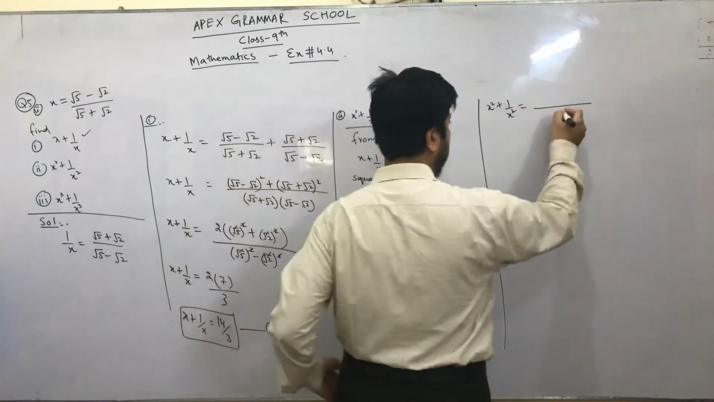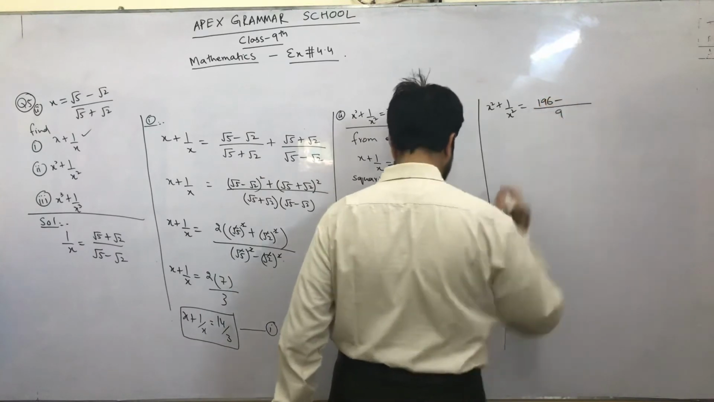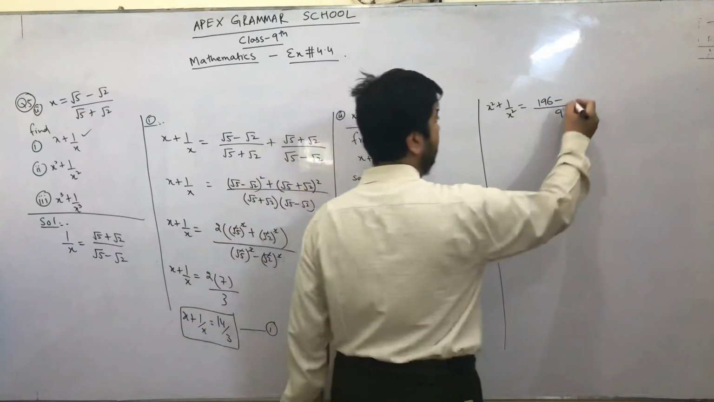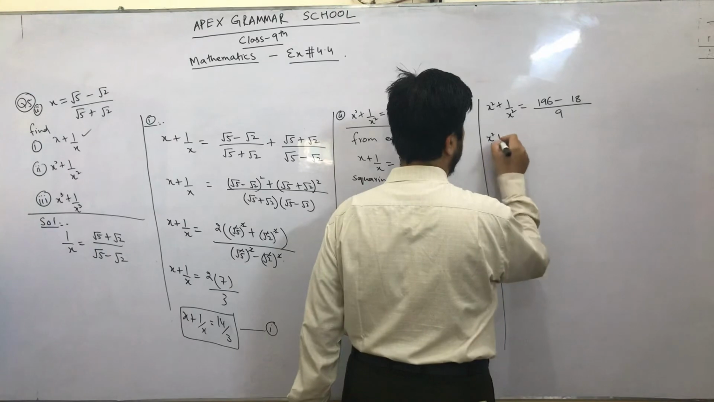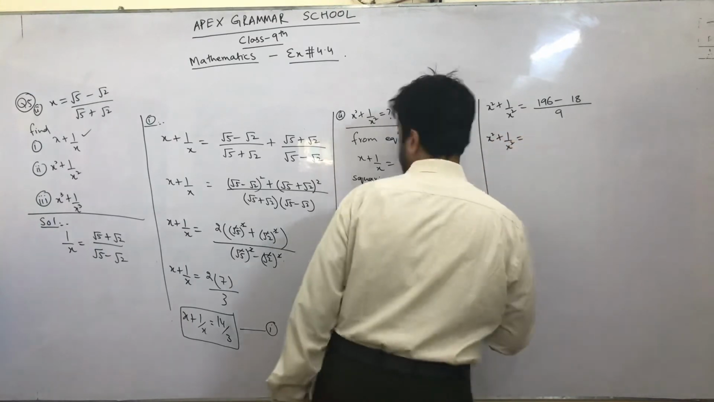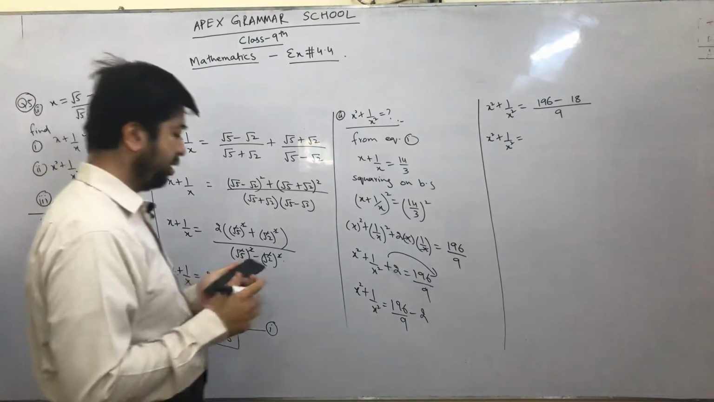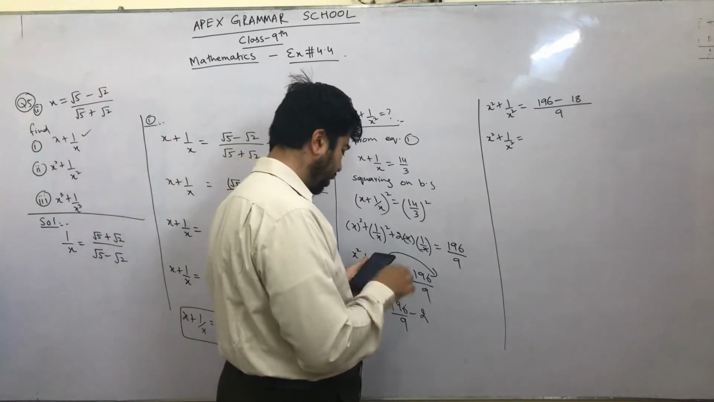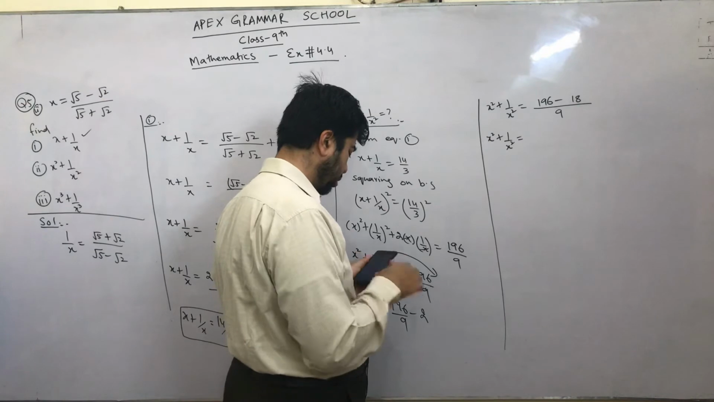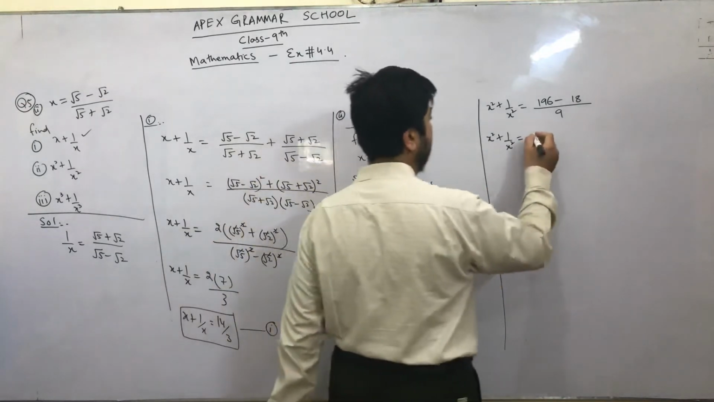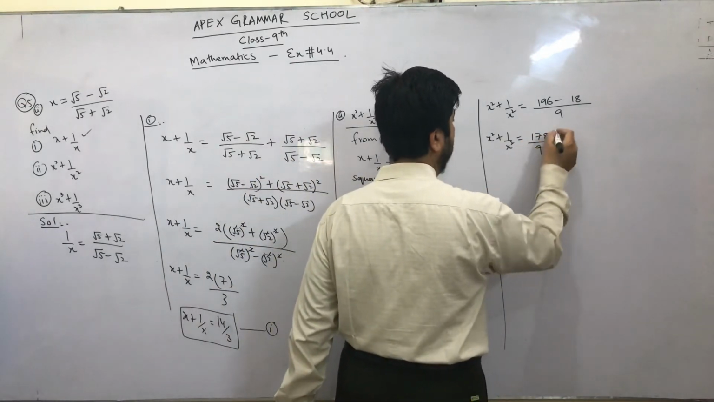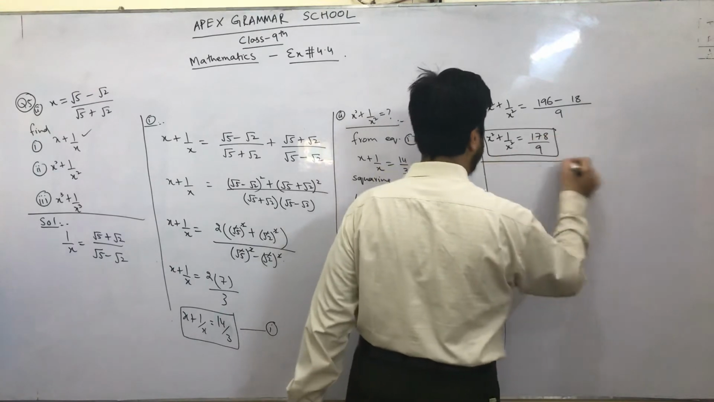That is 9. After that 196 minus 9 into 2, that is 18. So we have finally the answer 196 minus 18. Calculate it and you have it. That is 178 over 9. And that's it.